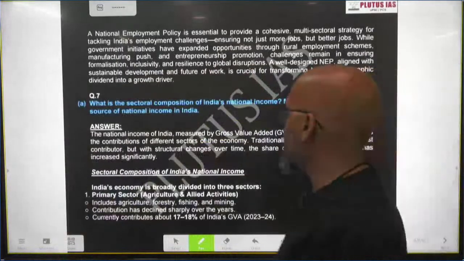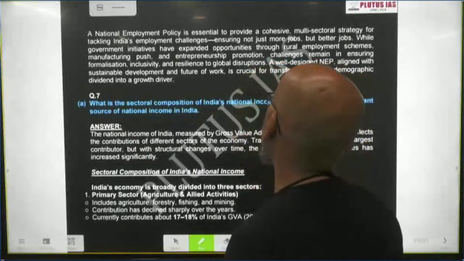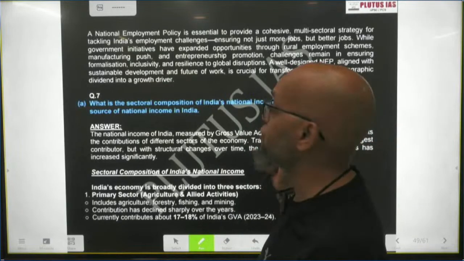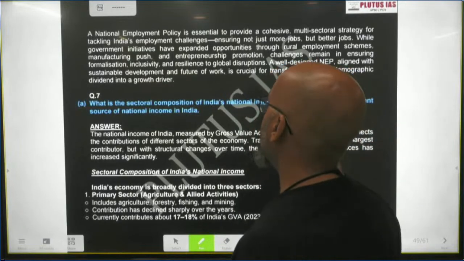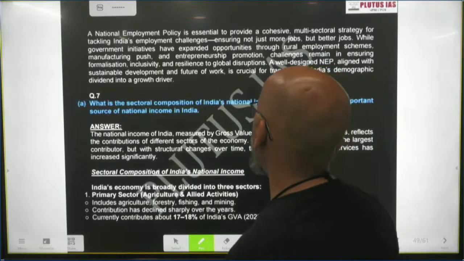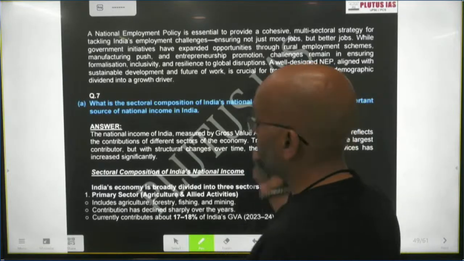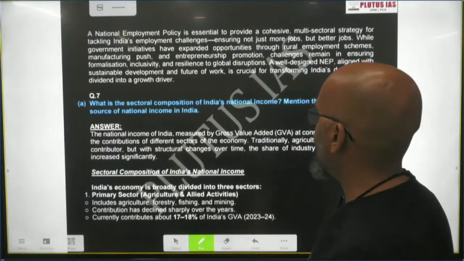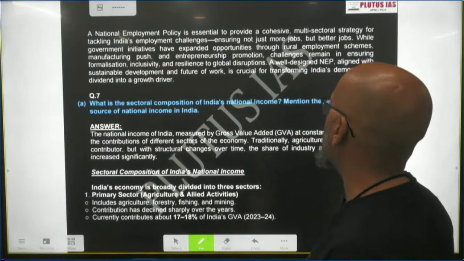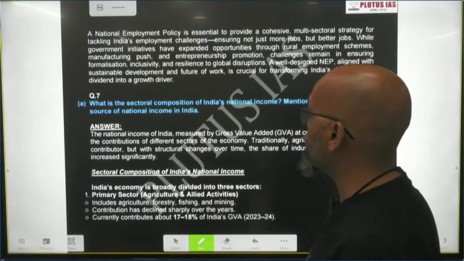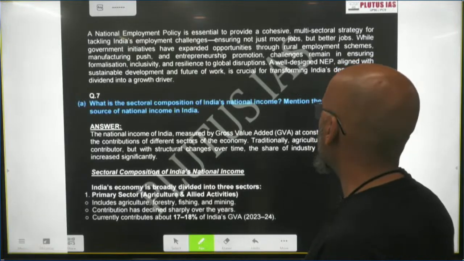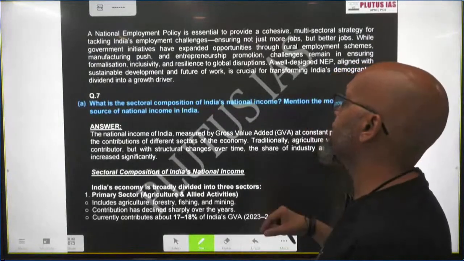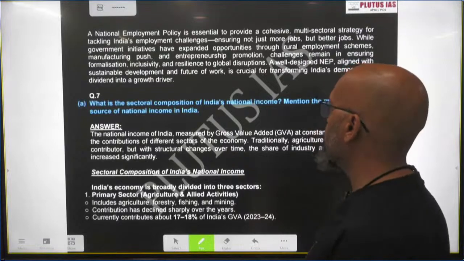A national employment policy is essential to provide a cohesive, multi-sectoral strategy for tackling India's employment challenges, ensuring not just more jobs, but better jobs. While government initiatives have expanded opportunities through rural employment schemes, manufacturing push, and entrepreneurship promotion, challenges remain in ensuring formalization, inclusivity, and resilience to global disruptions.